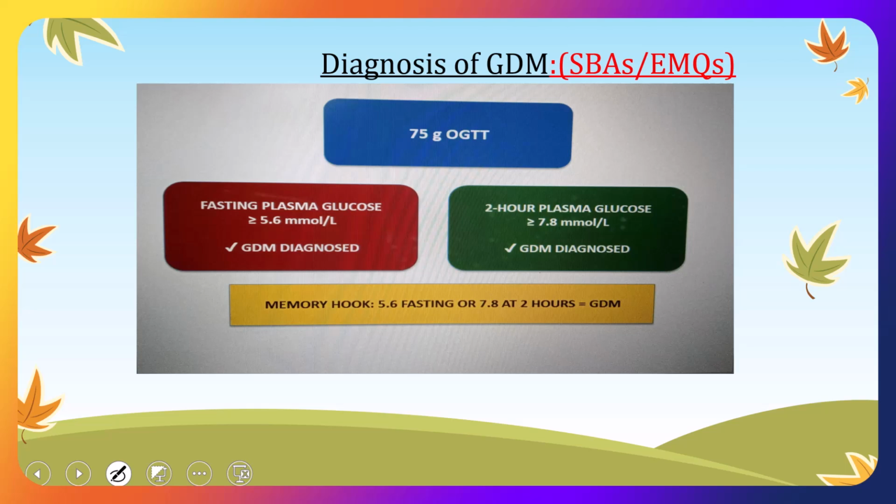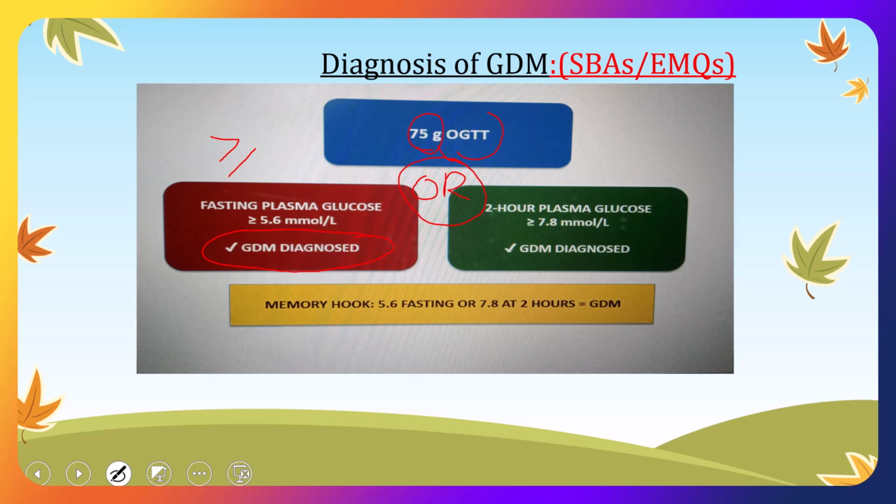So you have to interpret the results of OGTT. Once you have done a 75 gram 2-hour OGTT, we take 2 readings. Fasting blood glucose, the level should be more than or equal to 5.6 millimole per liter. If you get a fasting glucose of more than or equal to 5.6, you are going to diagnose this patient as a case of GDM. Okay, now in between these 2 readings we have got the word or, not and.